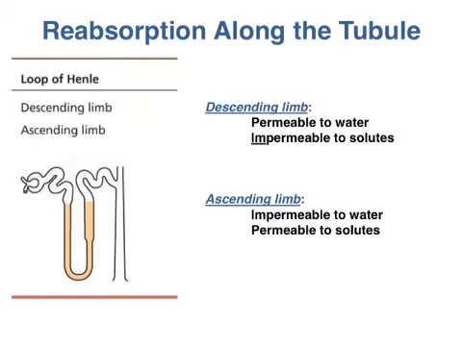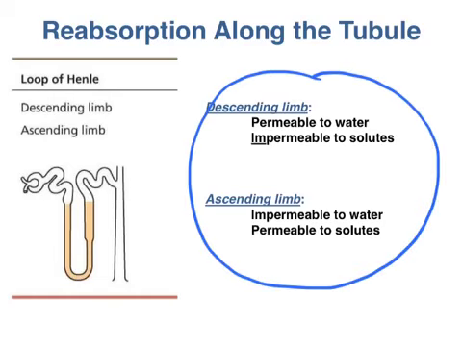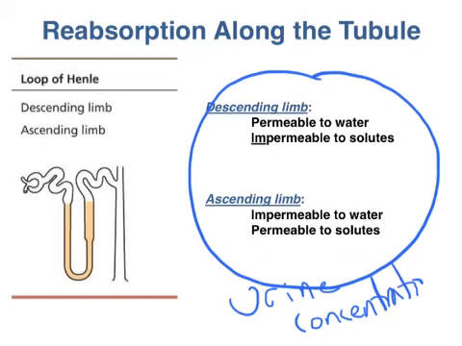In the loop of Henle, you have differences in reabsorption depending on whether you're talking about the descending limb or the ascending limb. In the descending limb, you have reabsorption of water. In the ascending limb, you have reabsorption of solutes, primarily salts, sodium chloride. And in the next video, which talks about urine concentration, we'll talk more about how these differences in permeability set up an increasing osmotic gradient through the interstitial fluid.